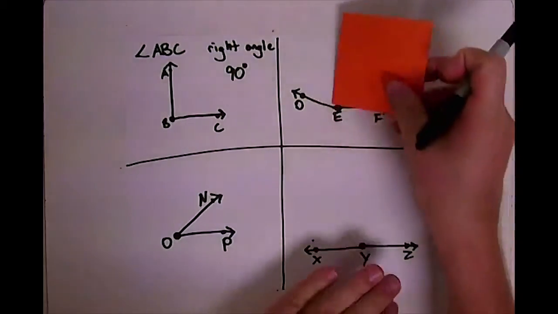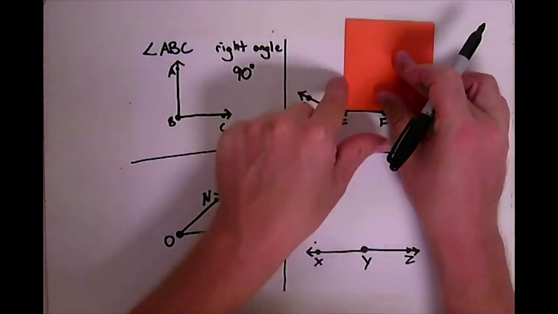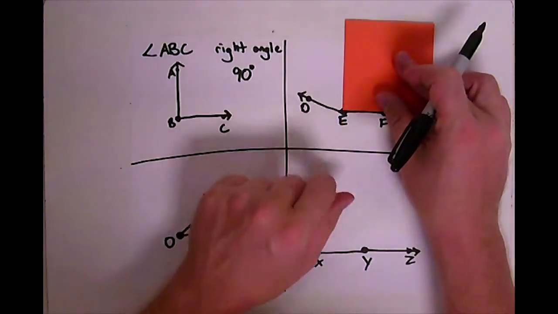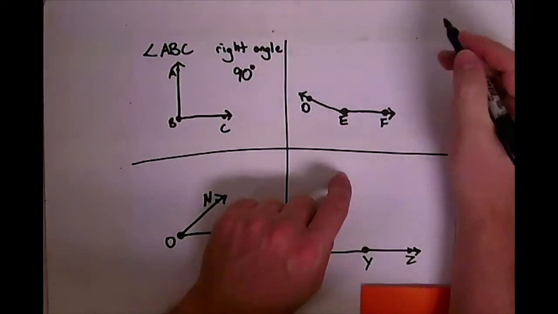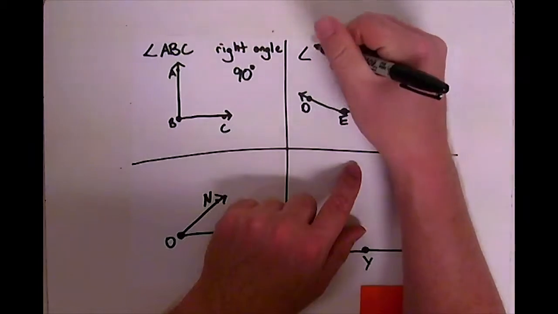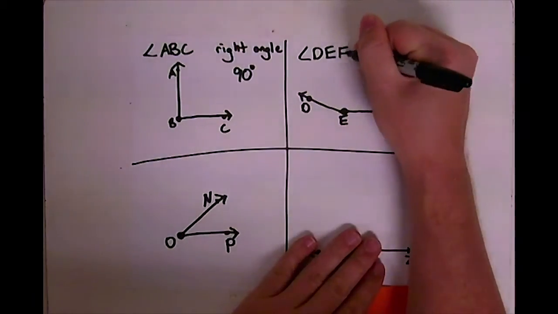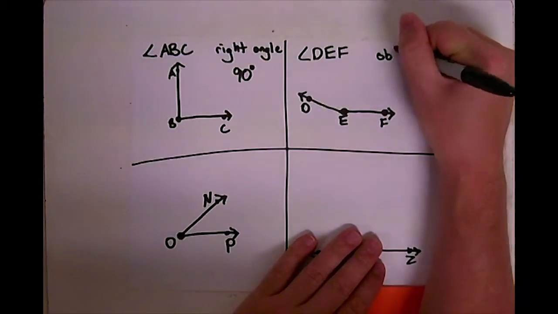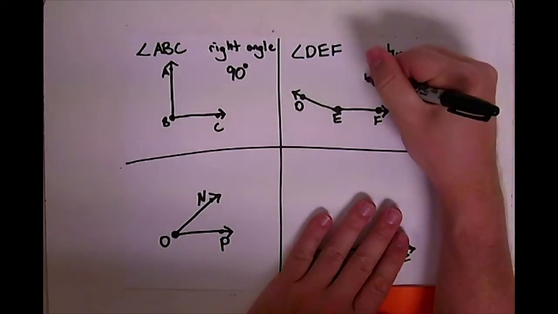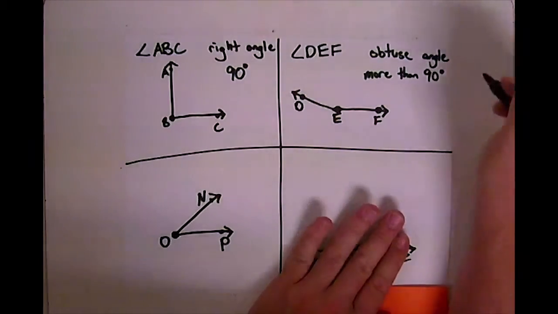So let's go to this next one. We line it up with our vertex, and we line up one side, and we notice that this other side is definitely not lining up with the other edge. It's lining up outside. I can still see it. If you can still see the outside, that means it's more than 90 degrees, and that makes it an obtuse angle. So angle DEF is an obtuse angle, and it is more than 90 degrees.